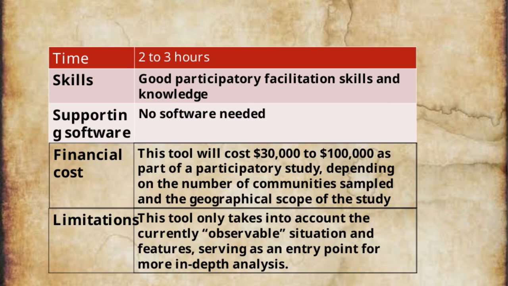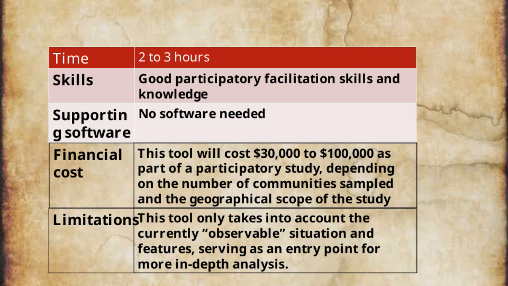Now, moving to the limitations. It's crucial to understand what this tool can and cannot do. For example, regarding costs, implementing this as part of a participatory study can range from about $30,000 to $100,000. The variability depends on how many communities you want to include and how broad your geographical scope is. So, budget considerations are definitely something to keep in mind.